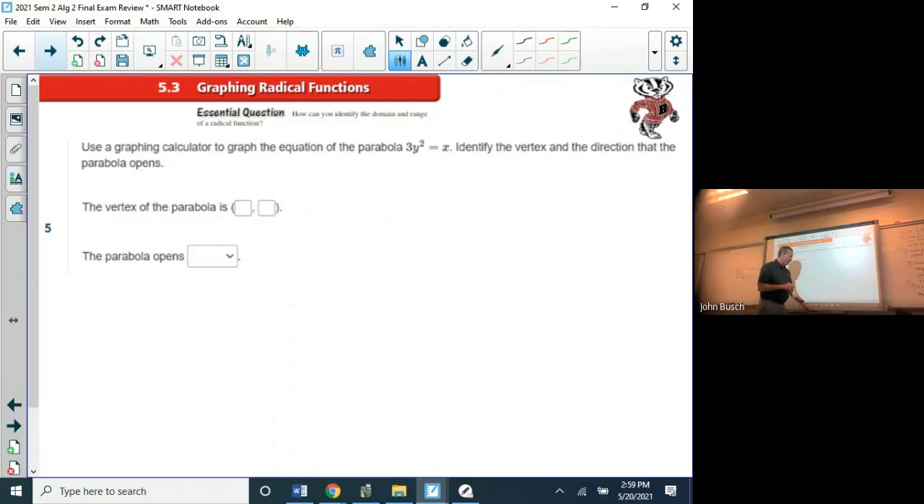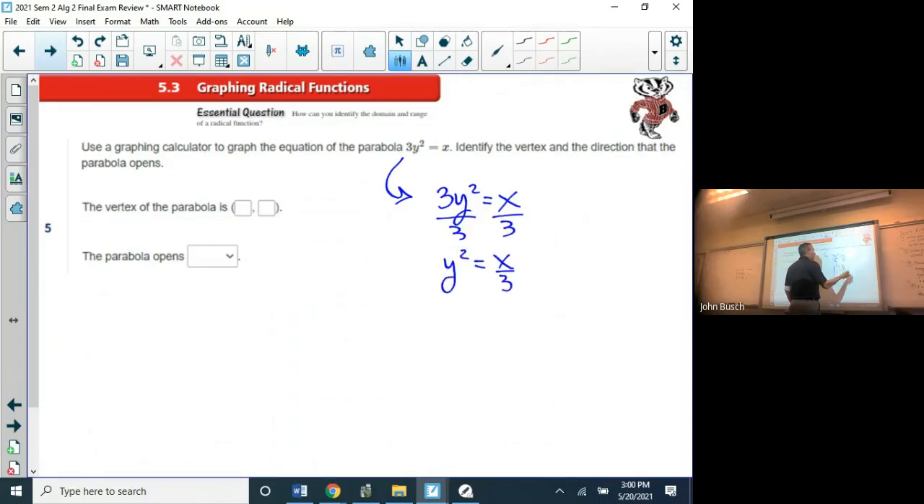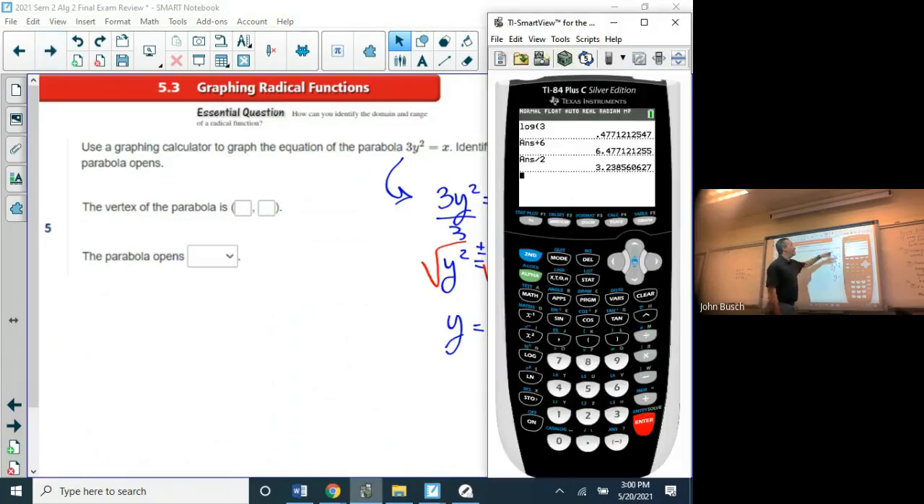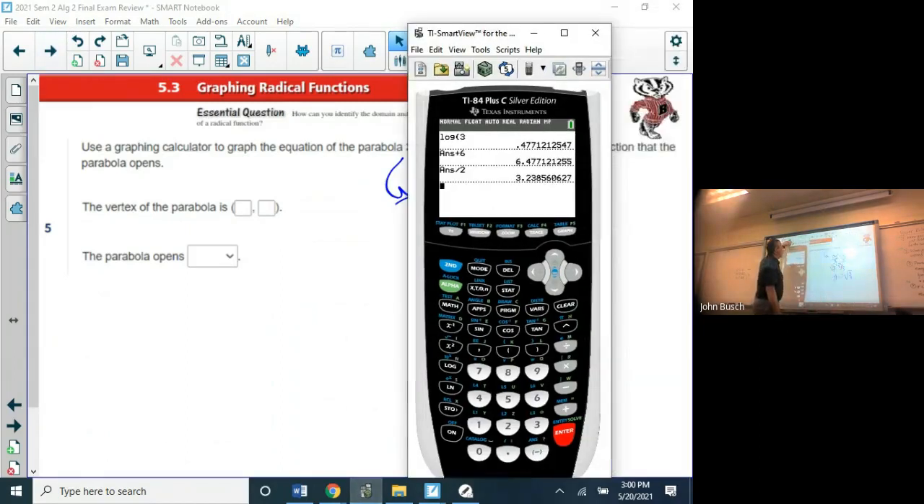Now this problem, we can solve for y and graph it on our calculator. So 3y squared equals x. Divide by 3. Y squared is x divided by 3. And then take the square root to solve for y. And y equals plus or minus the square root of x over 3. So we can graph this and see what it looks like.